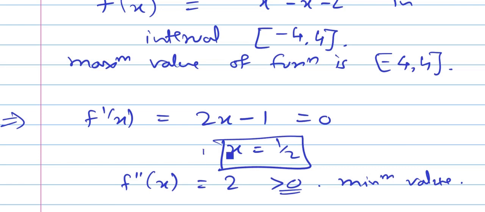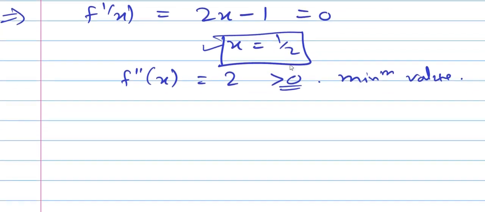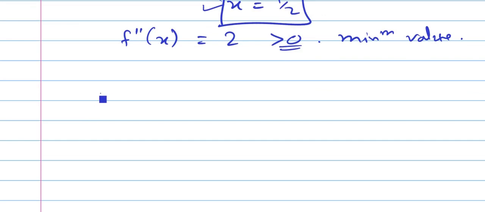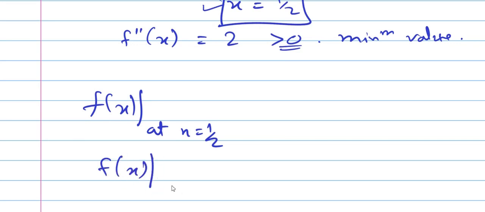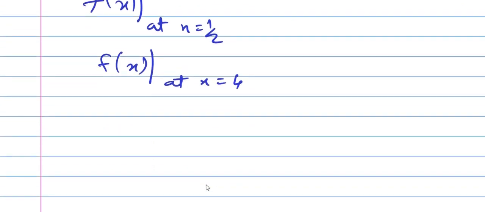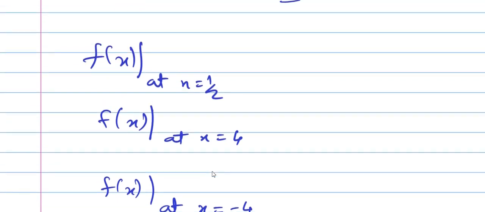So what you have to do? You should calculate the value at the stationary point as well as at the interval end points. So just calculate the value of our function at 3 points. First point at x equal to 1 by 2, then the second and third points at the interval ends, that means x equal to 4 and x equal to minus 4. Calculate our function value at all these points.